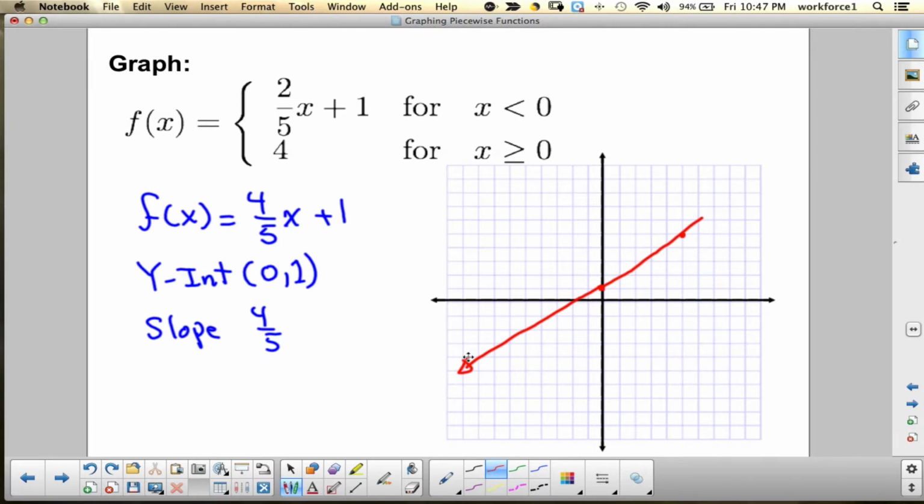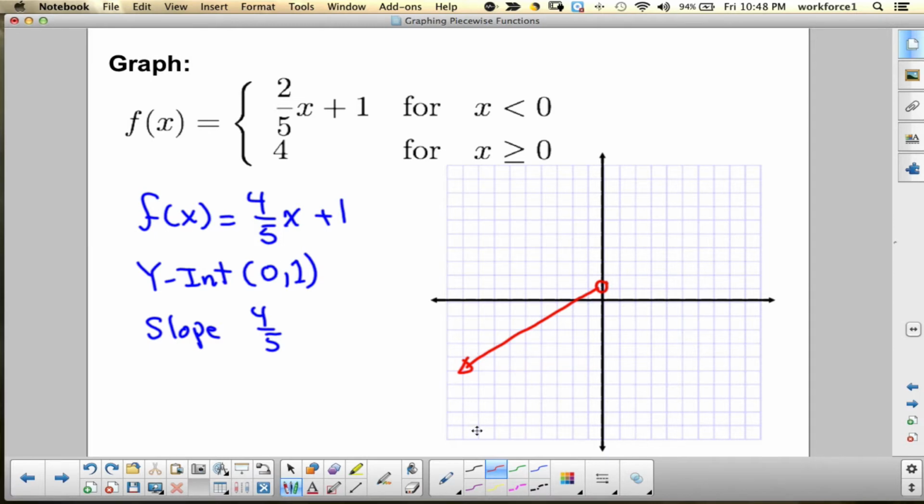But we're only allowed to take values that are less than 0. So we're going to erase all the values where x is 0 or more. So at 0 itself, we have to have an open end.